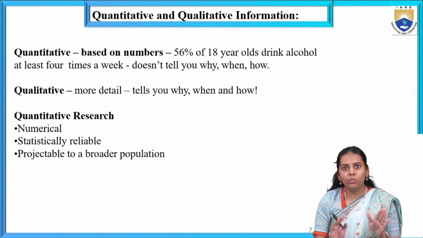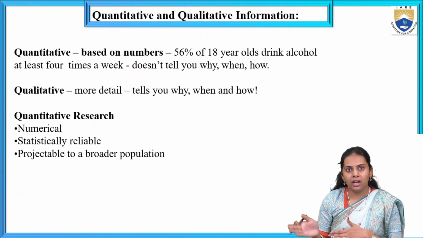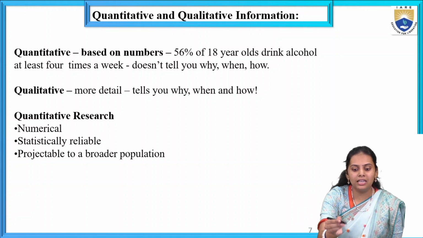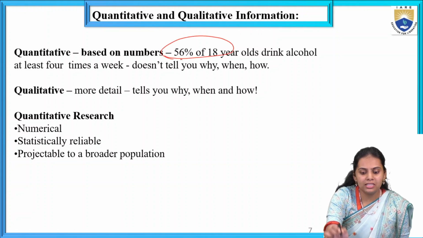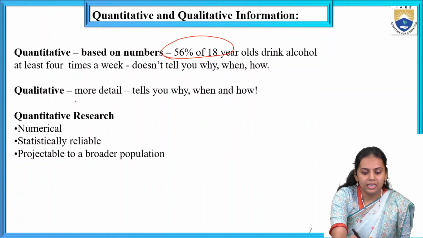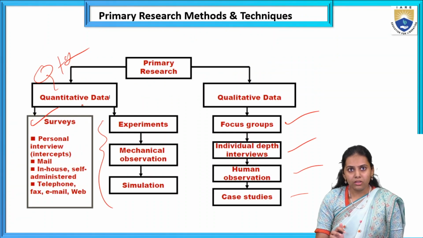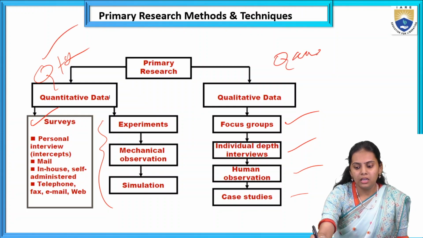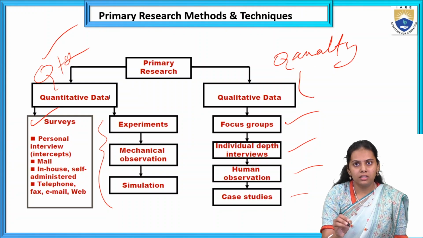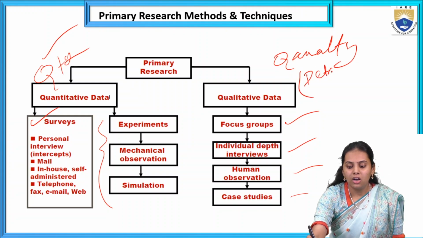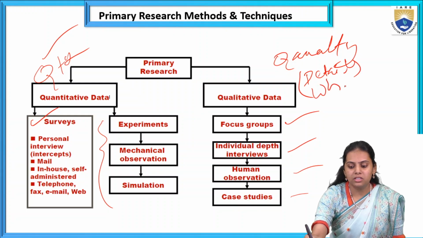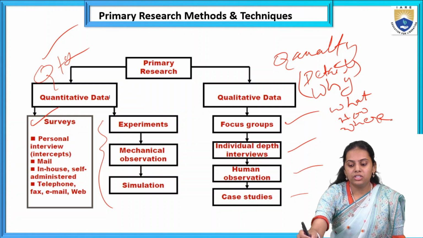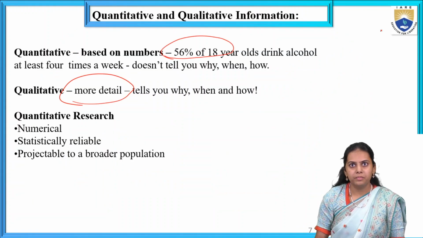The qualitative is more detailed, telling us why, when, and how. Whereas quantitative gives just a number. Here the statistics are always given by quantitative, but the details are always given by qualitative. So that's the thing. Here the quantity is measured. Here the quality is based on what? Based on the details of WH words, like why, what, how, and where. Based on this, the quality is going to be measured.